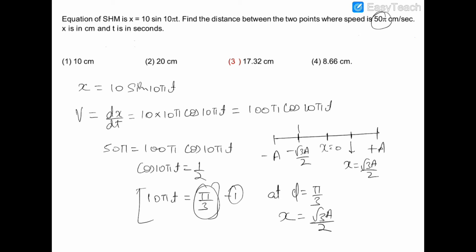So the distance between these two positions will be root 3a, and a is equal to 10. This is the amplitude. So root 3a will be equal to 17.32 centimeters. So the correct answer will be option number 3. Now we move on to the next question.